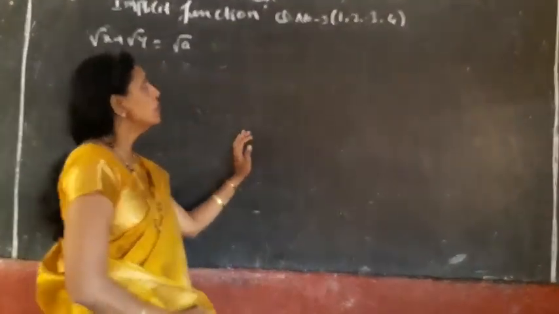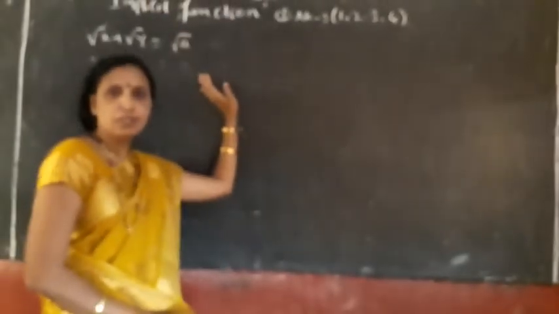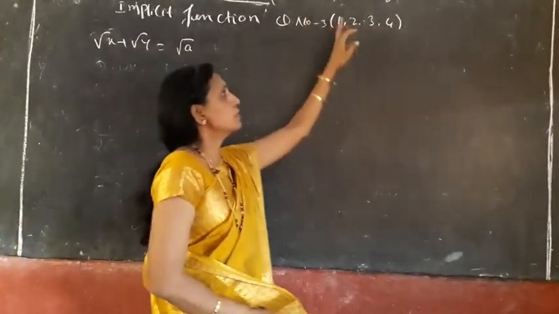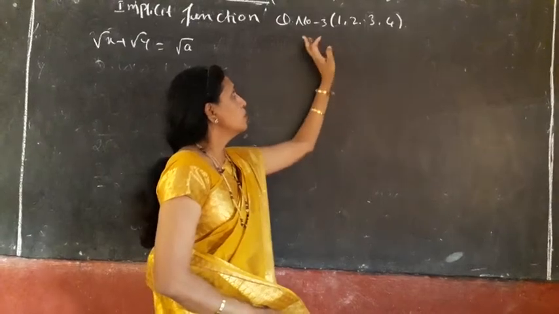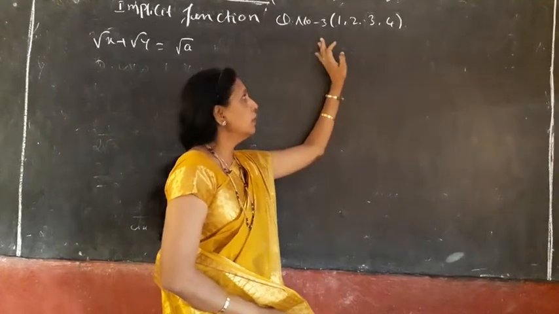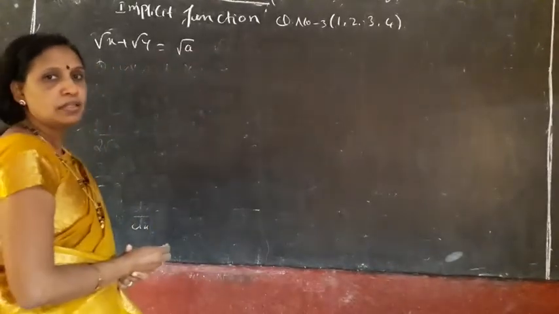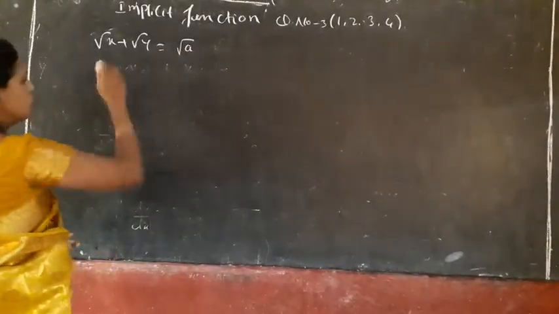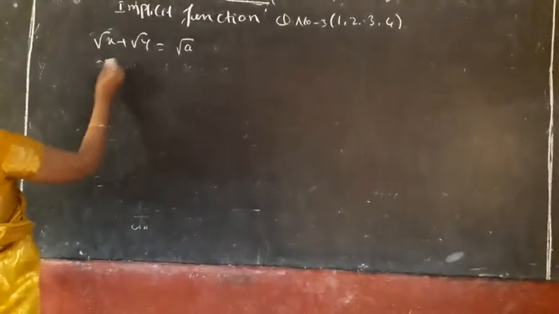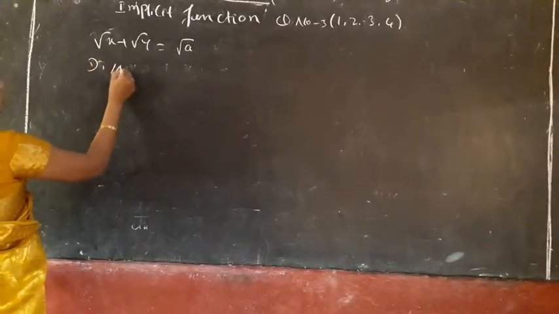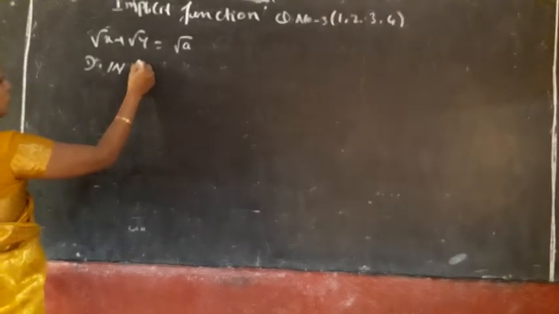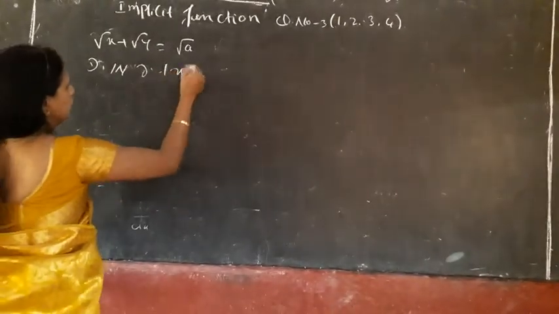Today we are going to discuss the differentiation of implicit functions, that is exercise 1.3, sub question number 3, and the sub questions are 1, 2, 3, 4. Let us solve the examples one by one. First one is root x plus root y equal to root a. See here, differentiating with respect to x.